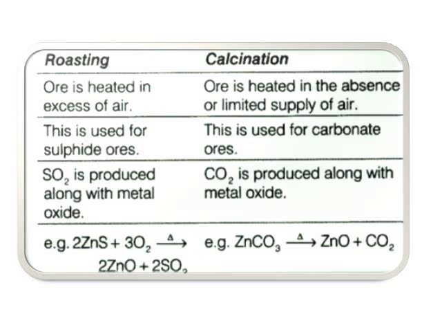Sulfur dioxide is produced along with metal oxide. Carbon dioxide is produced along with metal oxide. So the equations will be the next point of difference. So this question is basically the difference between roasting and calcination.